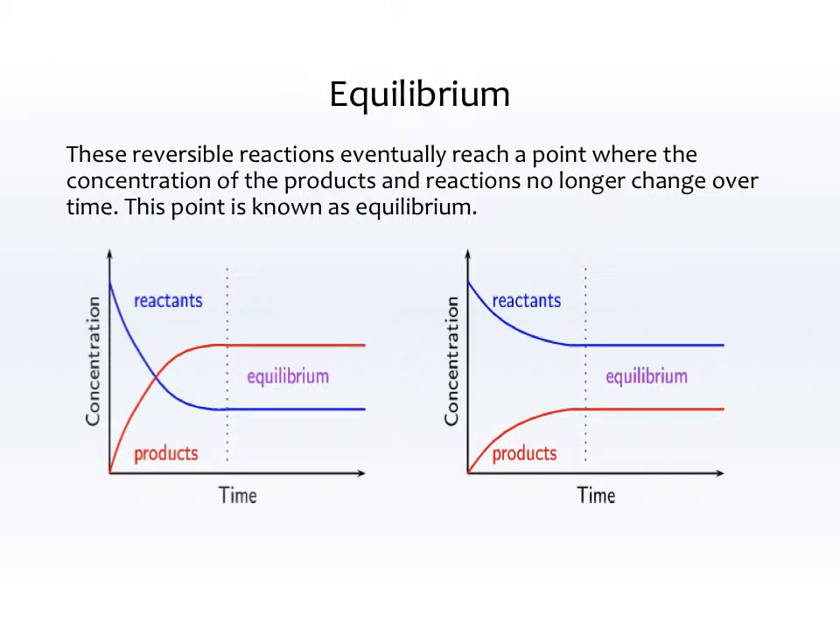So these reversible reactions eventually reach a point where the concentration of the products and reactants no longer change over time. This point is known as equilibrium. Let's look at a graph to show you what I'm talking about.